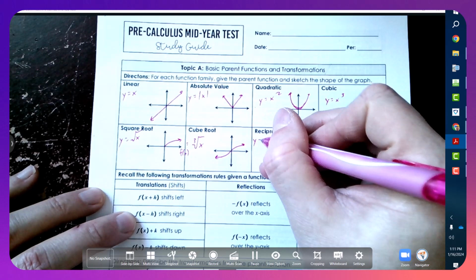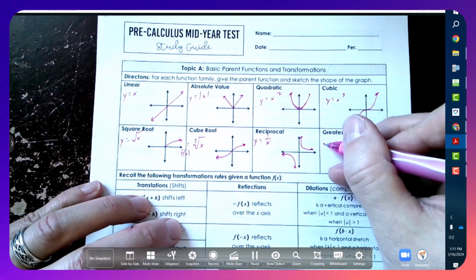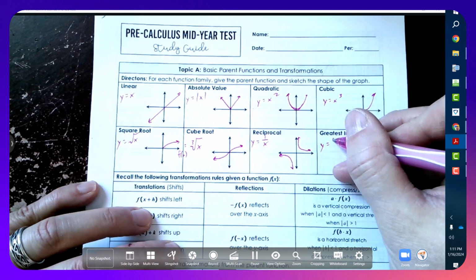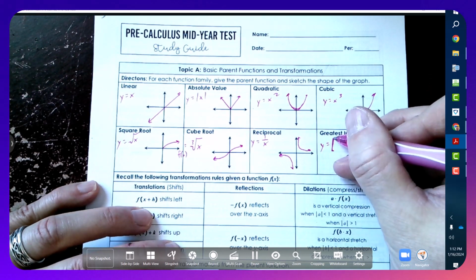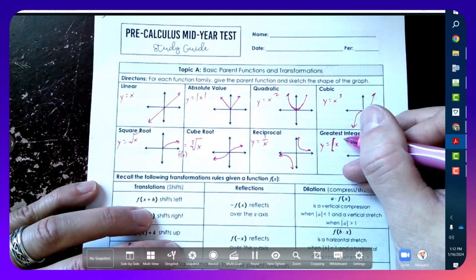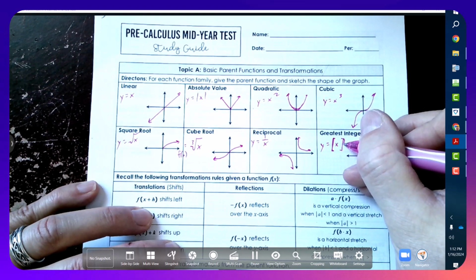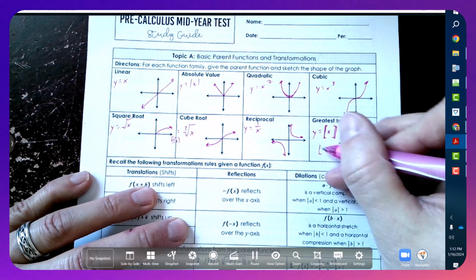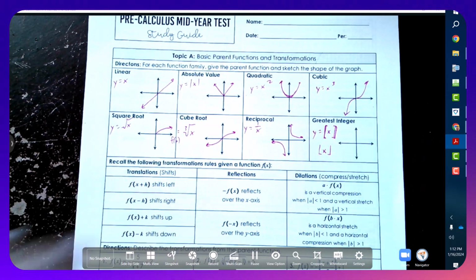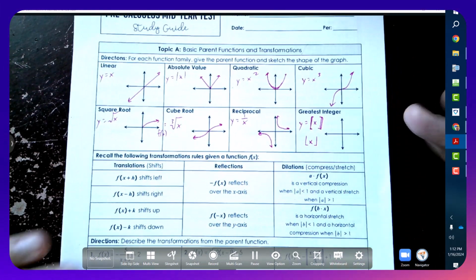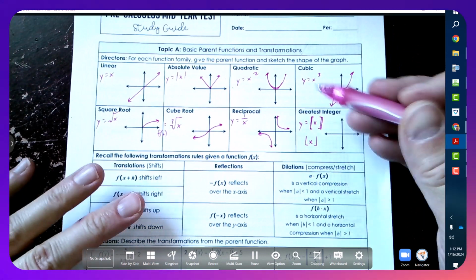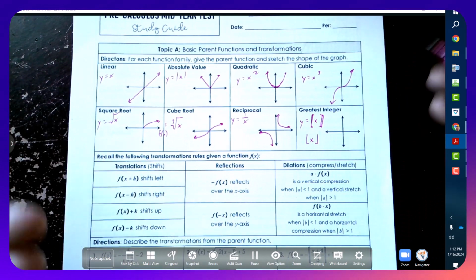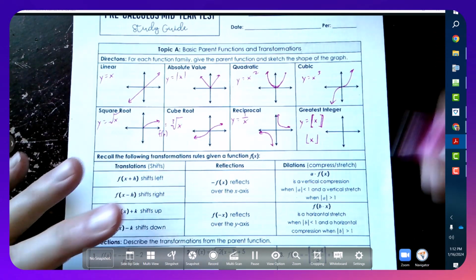This is y equals 1 over x, and then the greatest integer. This one has several different notations. I can see your study guide has double brackets, but I've also seen it written like this. I think there are a few others, but if you ever see that, just know that it's the greatest integer function. There's also the lowest integer function, where it rounds up instead of down.